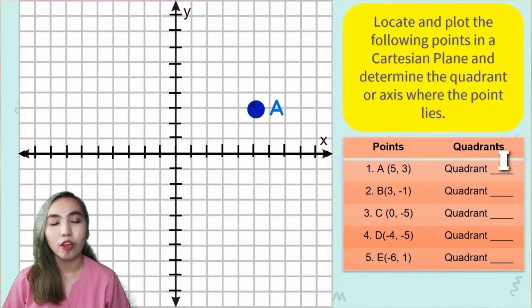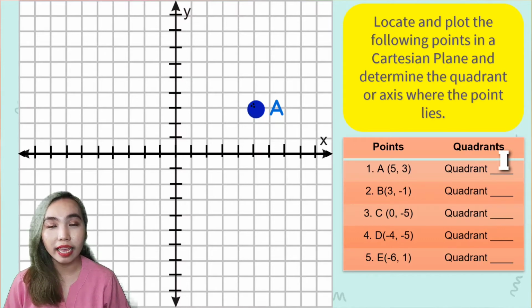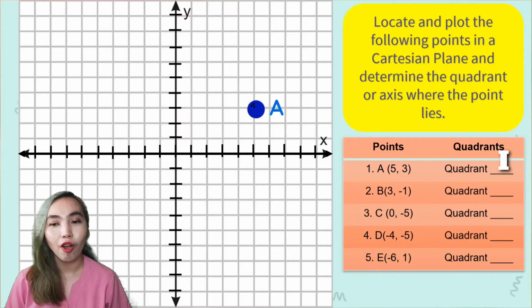Number 2, we have point B, (3, -1). We have positive x coordinate and a negative y coordinate. So this will be lying on Quadrant 4.